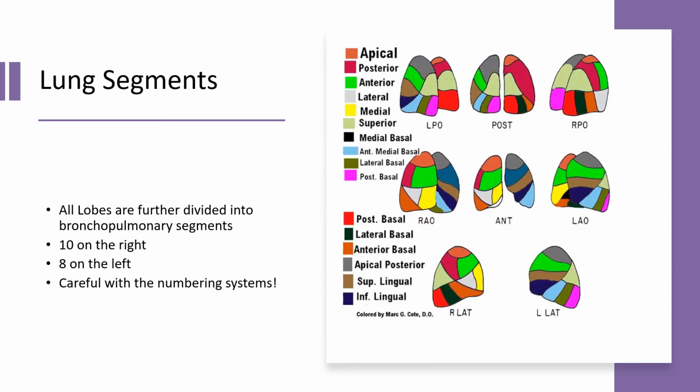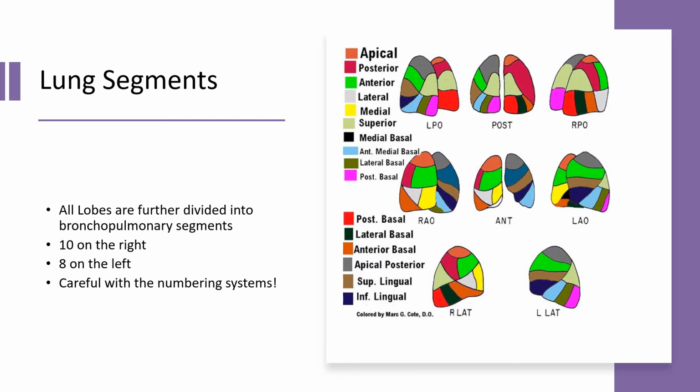Okay, the lung segments. This is where we're going to have some fun. Like I said, I do need you to know the names of the segments of the right upper lobe. I need you to know the segments of the right middle lobe. I need you to know the segments of the right lower lobe. I need you to know the segments of the left upper. And same with the left lower. You need to know the names of the segments, how many there are in each lobe as well. So let's get into it.